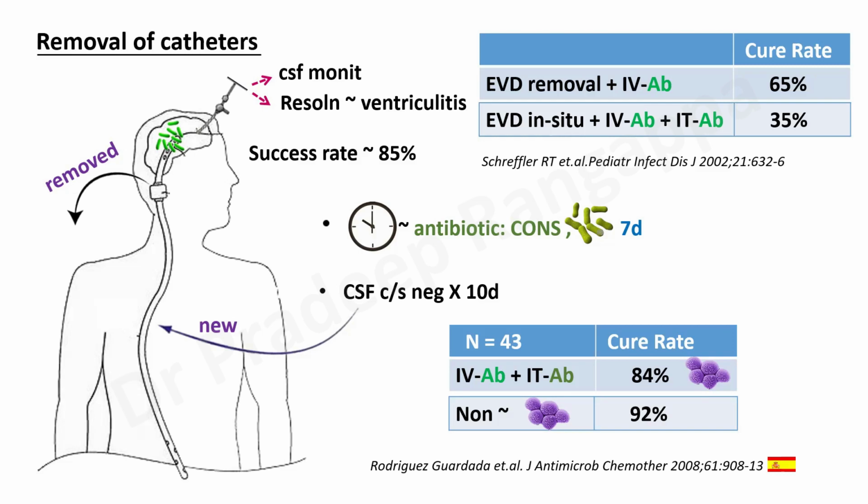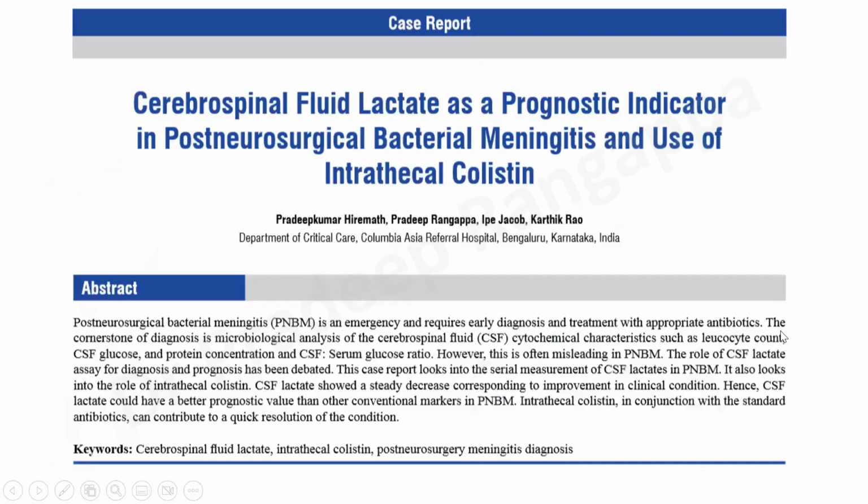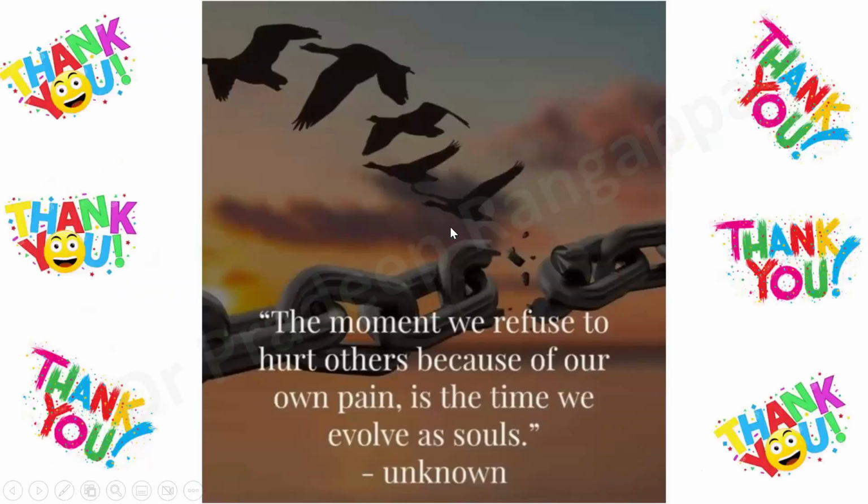Treatment, as you saw, is only vancomycin with a 3rd or 4th generation cephalosporin or carbapenem, and the catheter has to be removed. So that is the summary of this whole talk. Thank you one and all. And the recurrence rate, as you see, is 26%, and one third is found to happen with the same organism. And this is the study that we published where we used CSF lactate as a prognostic marker, and we used intrathecal colistin, published sometime in 2010 in one of the journals.